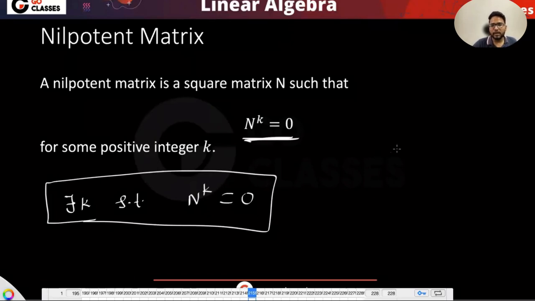If you are having any matrix and there is some power after which the matrix is certainly zero, then it is called a nilpotent matrix. Maybe I can have some example. I do not remember any example currently, but I hope you got the definition. These are just small definitions.